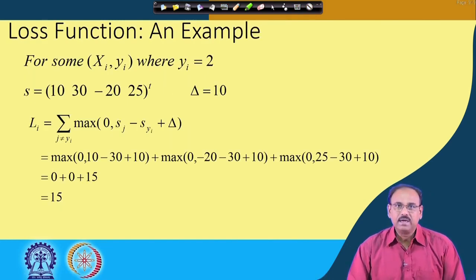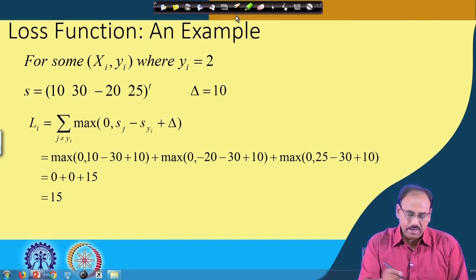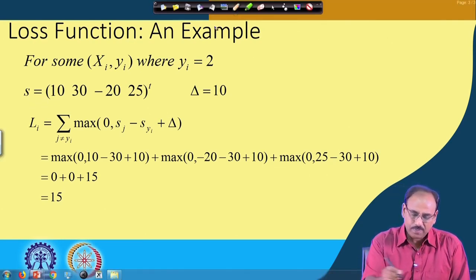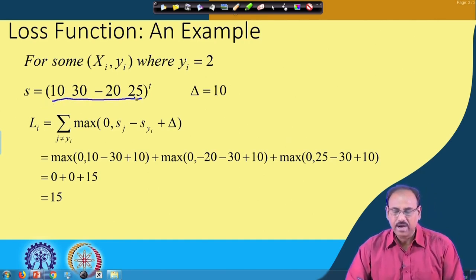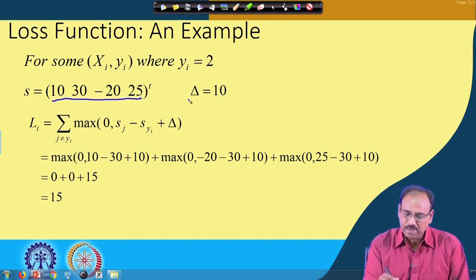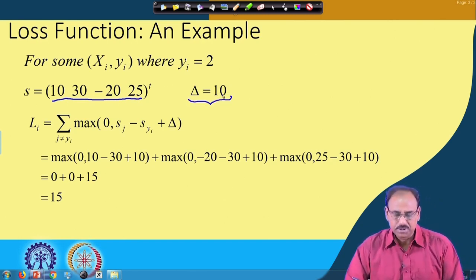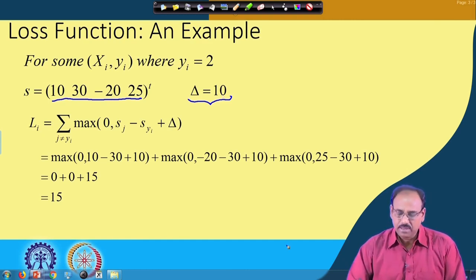So, to explain this, we had taken an example that suppose I have some x i, y i, where this y i is equal to 2, that means this x i belongs to category 2. And suppose the score function that is computed is given by s equal to 10, 30, minus 20 and 25, and let us assume that we have a threshold delta which is equal to 10. So, if I compute L i, in this case i is equal to 2 because we have taken x i from category 2.